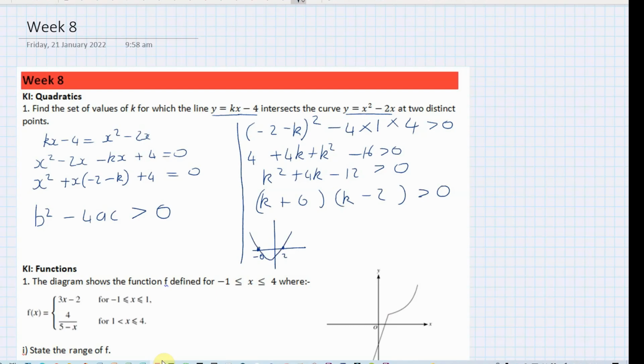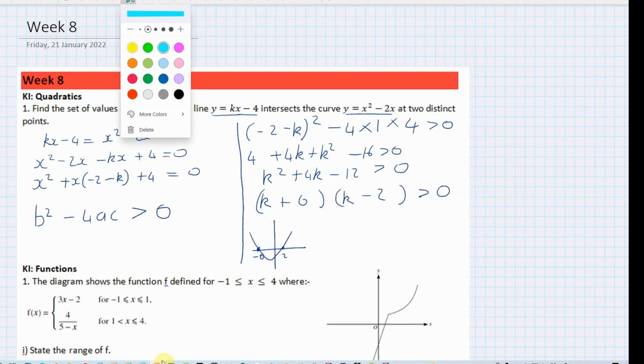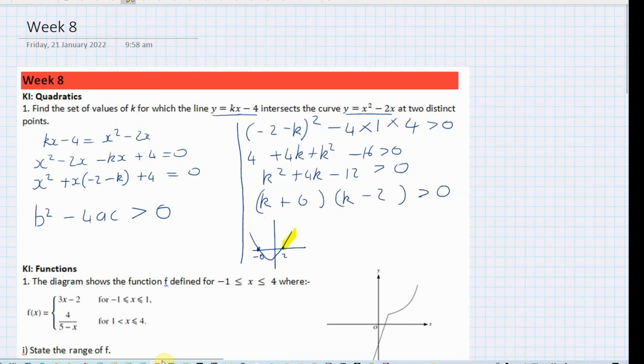Something like that. And we want where it's greater than 0, and clearly you can see, I hope, that we've got a point here and a point here. So to define those, we've got k is less than minus 6, or k is greater than 2. And there we go, that's our quadratics question for the day.